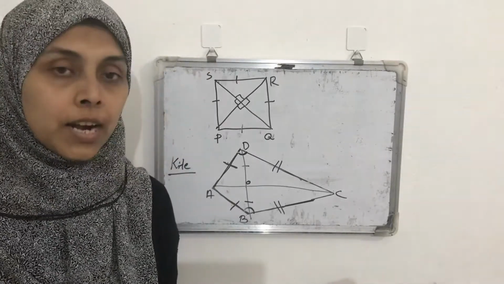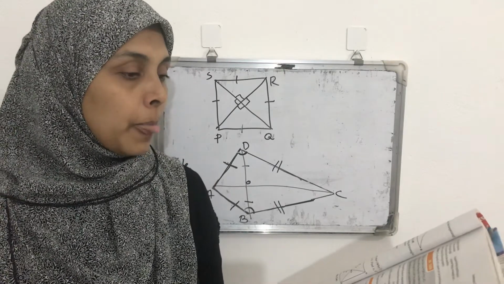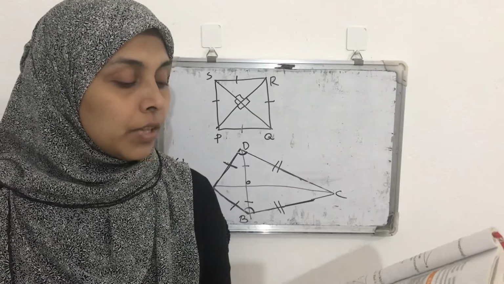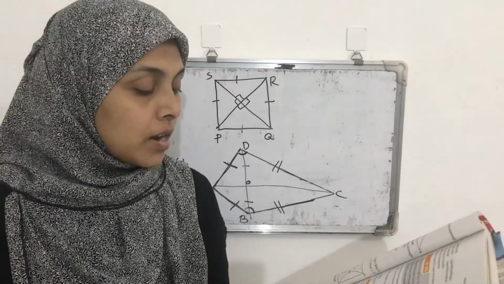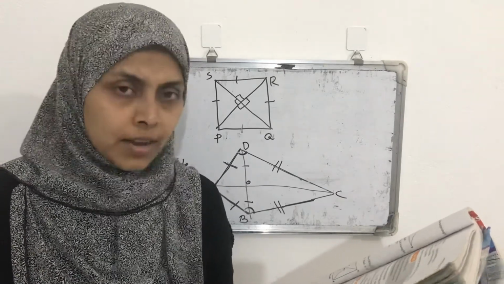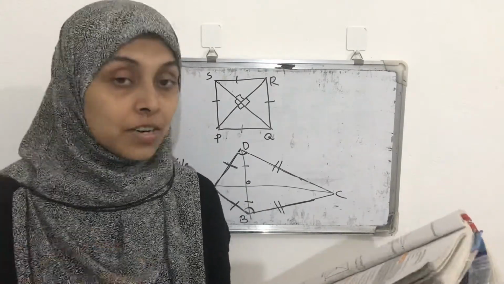Take your textbook. We can discuss some questions. Exercise 3.4, page number 55. The question is: state whether true or false. First one is given: all rectangles are squares. Is it true that all rectangles are squares? No, that is false. But if it's reversed, it will be okay.